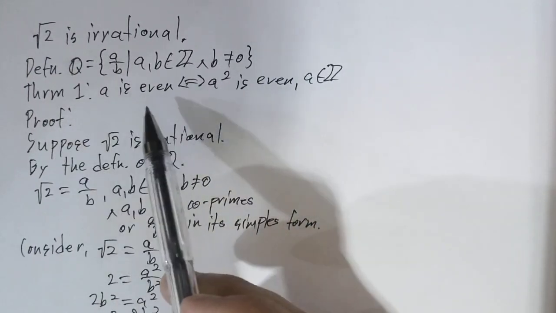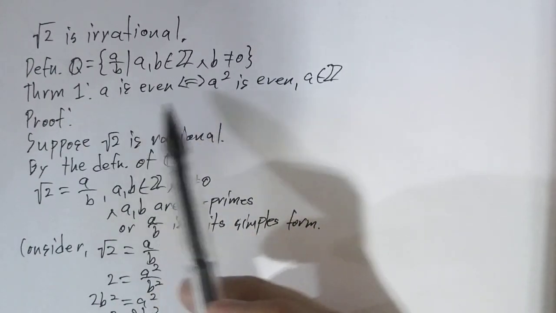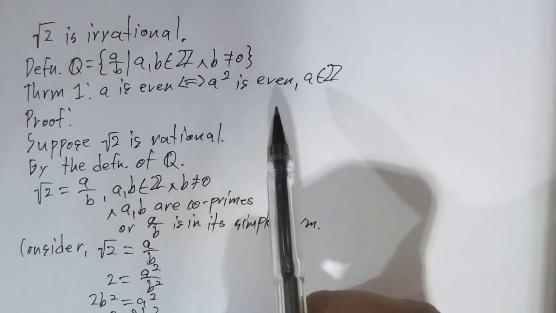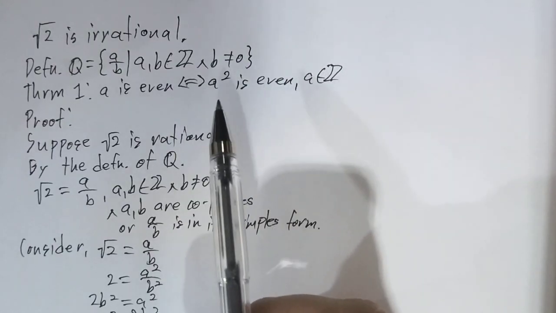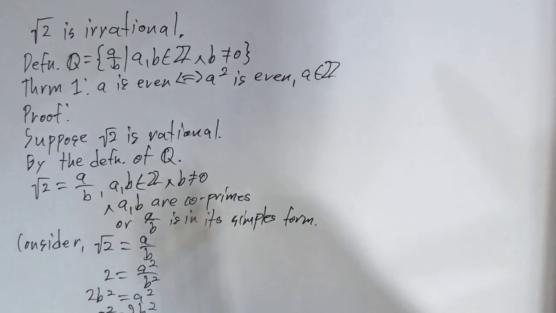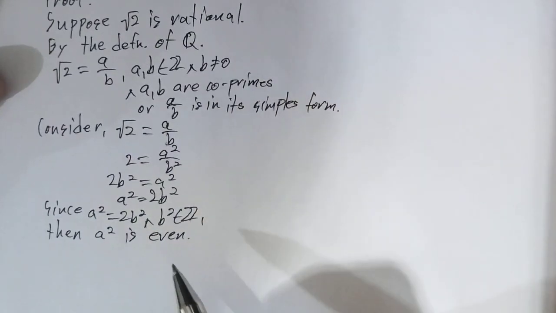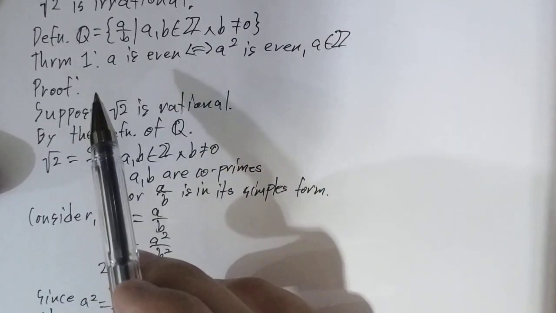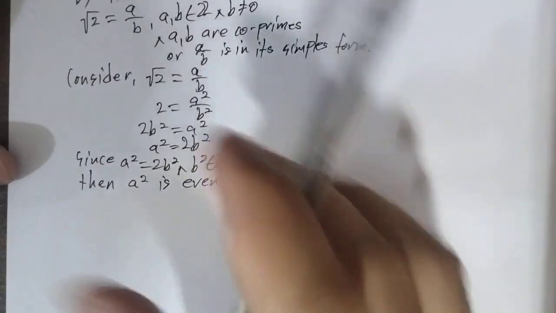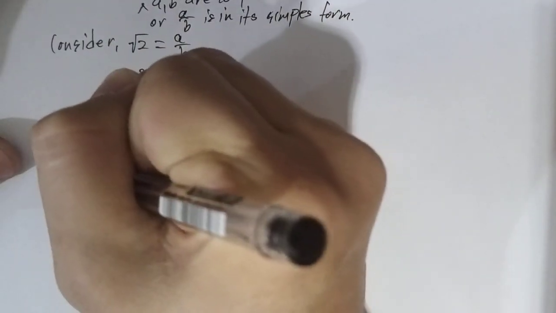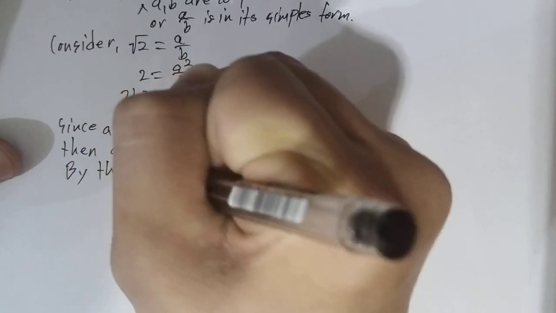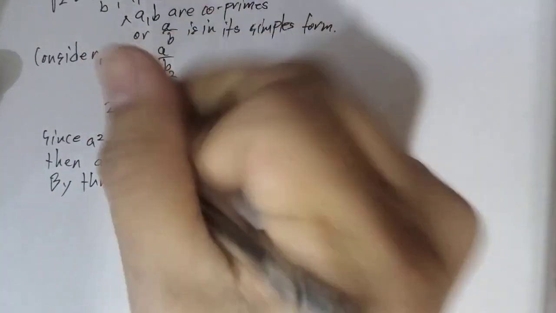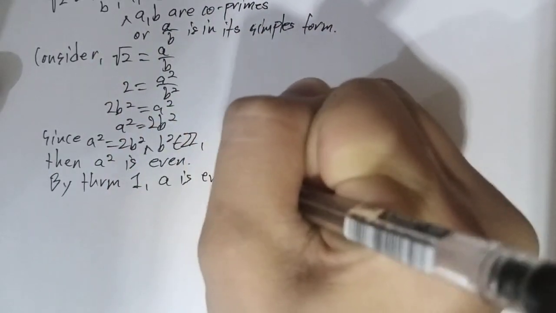Now, from our theorem 1, it states that a is even if and only if a squared is even, where a is an element of the integers. Since we've derived that a squared is even here, we can imply that its square root is even. So by theorem 1, we can say that a is even.